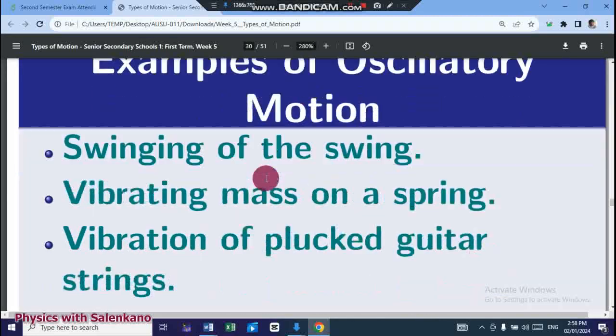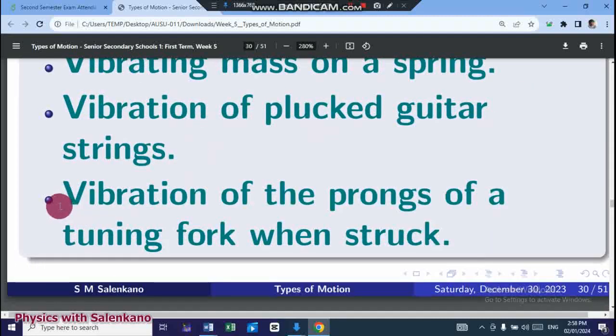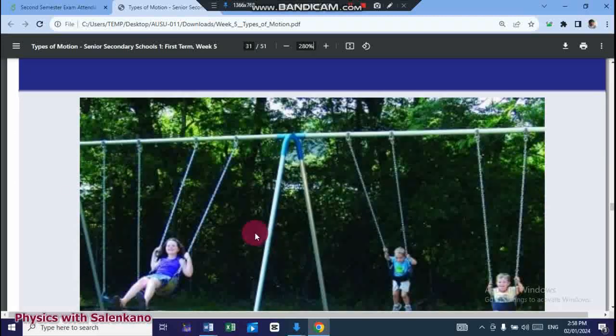Examples of oscillatory motion. The first one is swinging of the swing. The second one, vibrating mass on a spring. The third one, vibration of plucked guitar strings. The fourth one, vibration of the prongs of a tuning fork when struck. Now here are the examples in images.